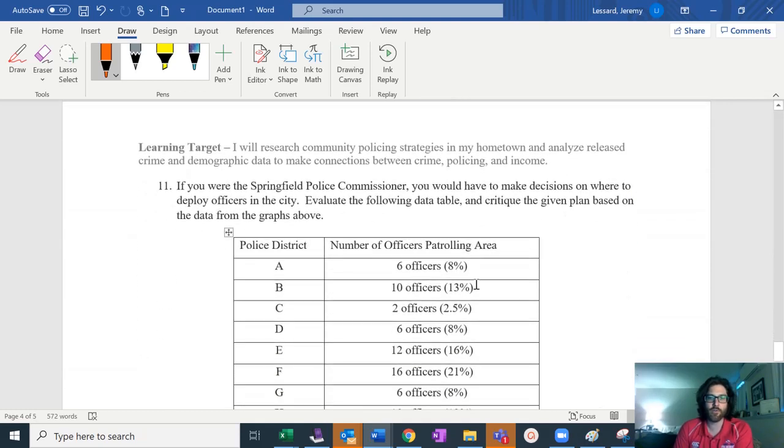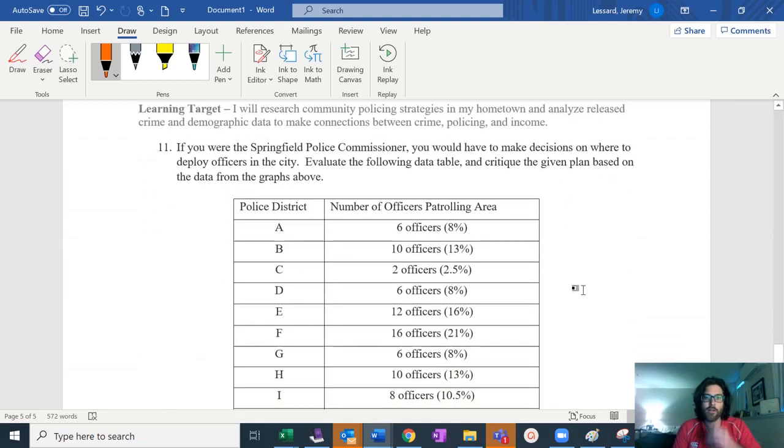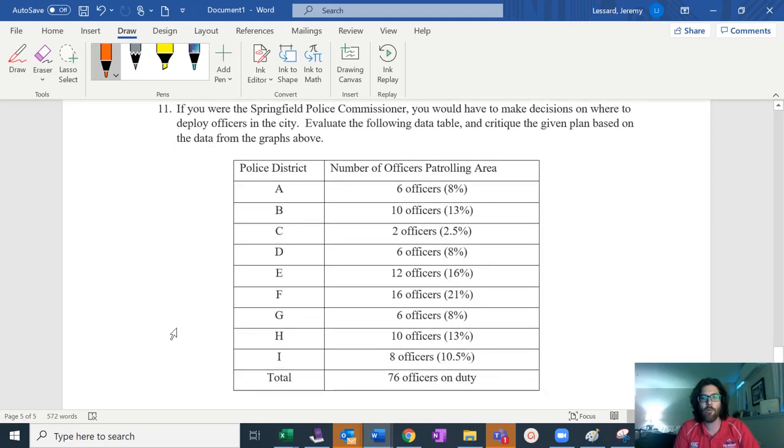Next, we move on to a really interesting question where you put yourself in the shoes of the police commissioner and you use those maps to think about, where do you think crime happens? Where do you think we should have police officers? What areas are really big and hard to patrol? Okay, all those things go into it. And so this is some theoretical data about how the police commissioner may have distributed officers on a given day. I want you to look at this, evaluate it, and critique it.